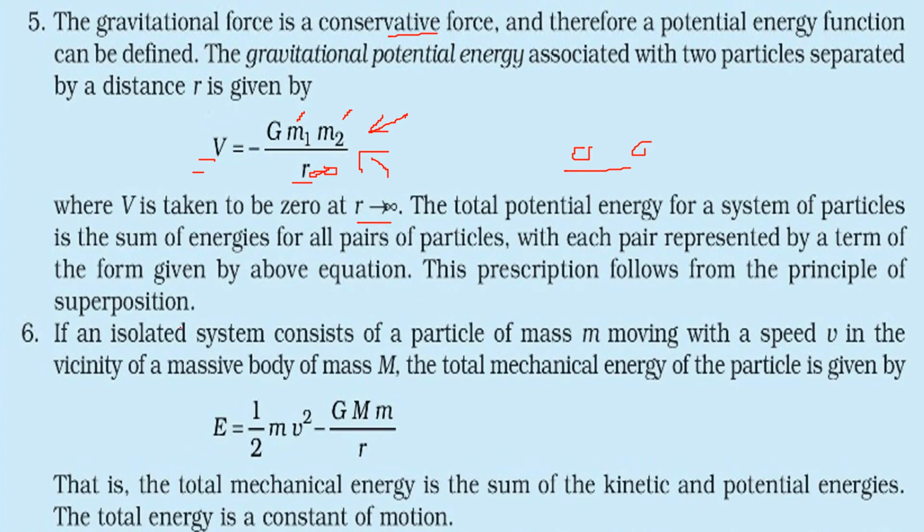If you talk about an isolated system, say it consists of a particle of mass m moving with a certain velocity v in the vicinity of a massive body, say M, the total mechanical energy of the particle will be given by E = ½mv² − GMm/r. This means that the total mechanical energy TME is the sum of kinetic energy and potential energy. So the total energy is a constant of motion.